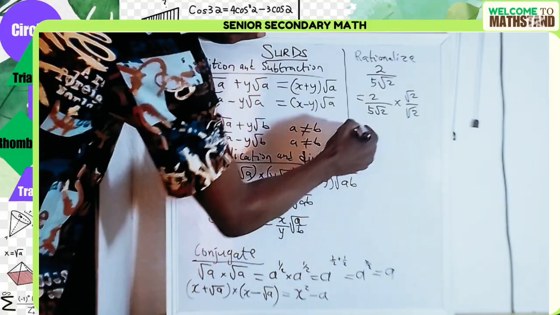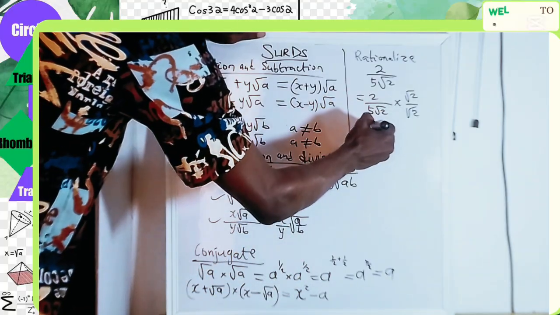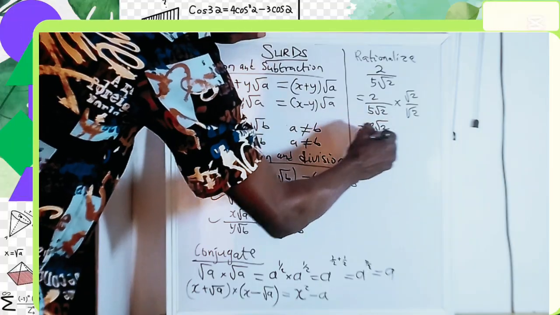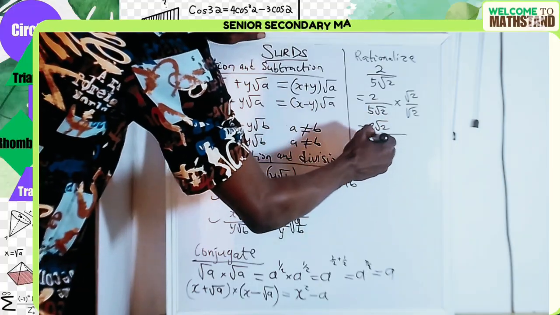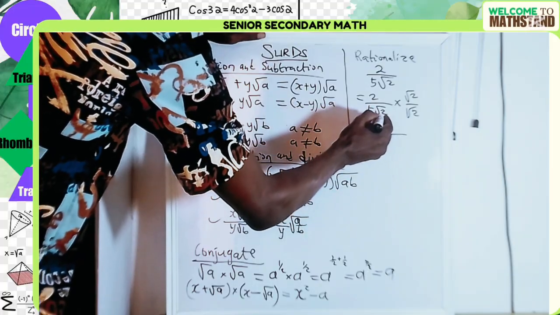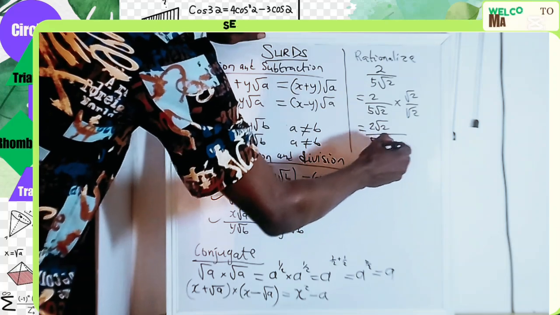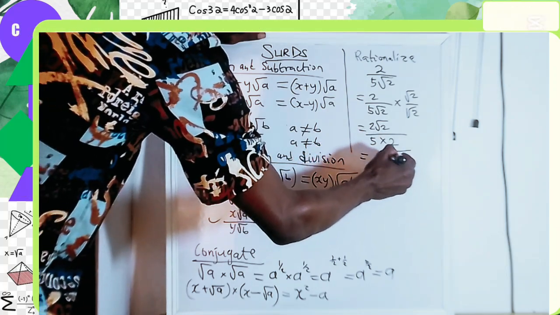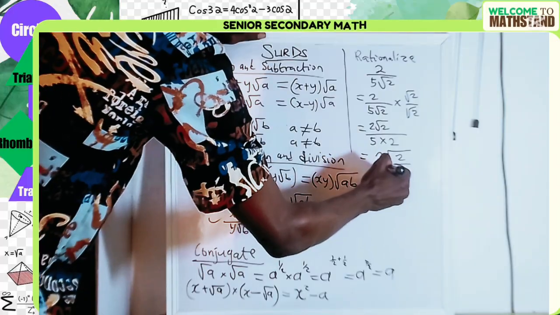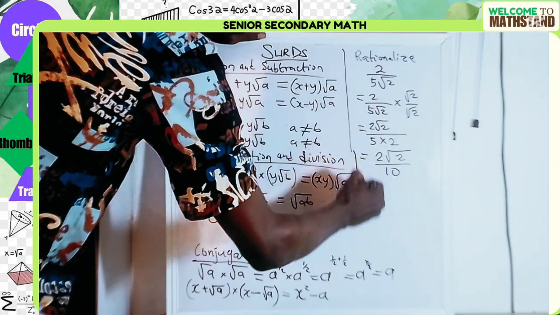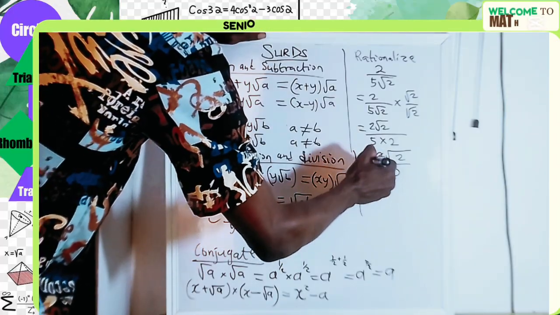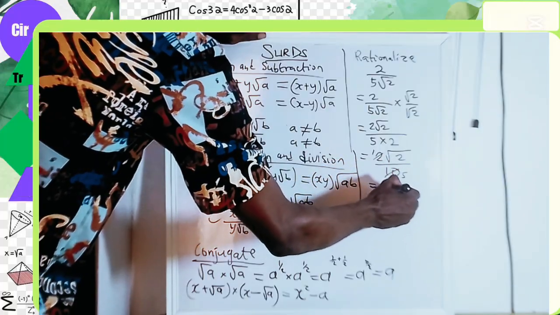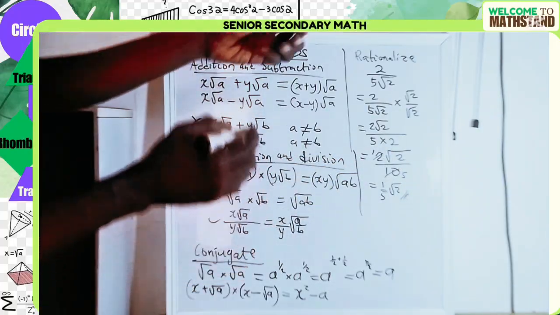At this point, 2 times √2 gives us 2√2. Here it will be 5 times √2 times √2, and √2 times √2 is 2. So we now have 2√2 over 10. Finally, these cancel, 2 cancels into 10 to give 5. We have √2 over 5 as our answer.